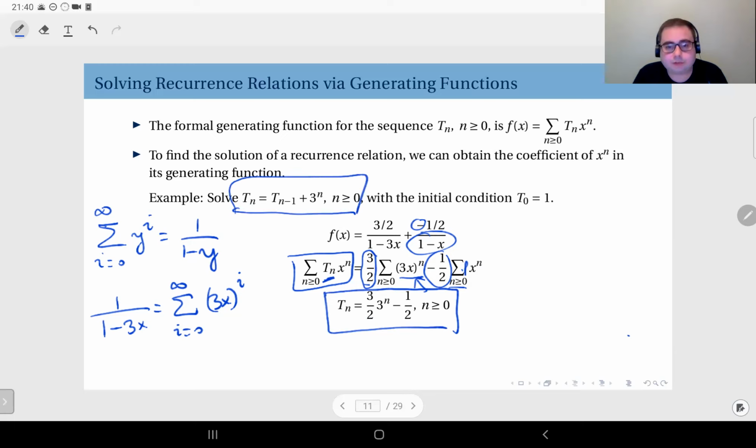Tn equals Tn minus 1 plus 3 to the power n, with the initial condition T0 equals 1. The solution is 3 over 2 times 3 to the power n minus 1 half. Now, obviously, if you change this function or the coefficient here or the initial condition, the solution is going to be different.